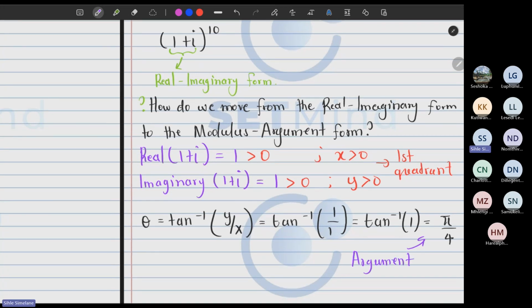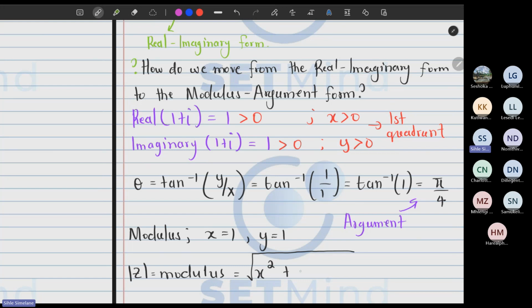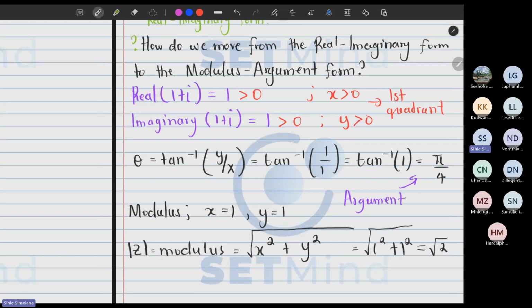Okay, and then now we need to find our modulus. When we look at our modulus, we can see that the real part is 1 and the imaginary part is 1. The modulus is given by the square root of the real part squared plus the imaginary part squared. So this will be the square root of 1 squared plus 1 squared, which is square root of 2. So we now have our argument there, and we have our modulus here.